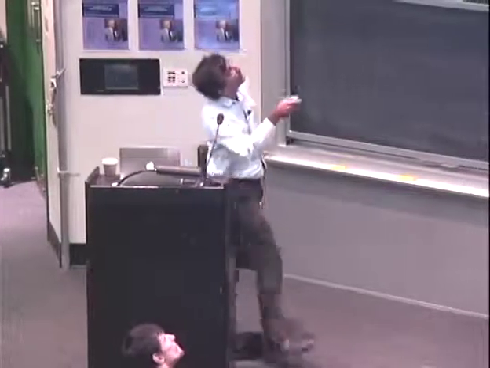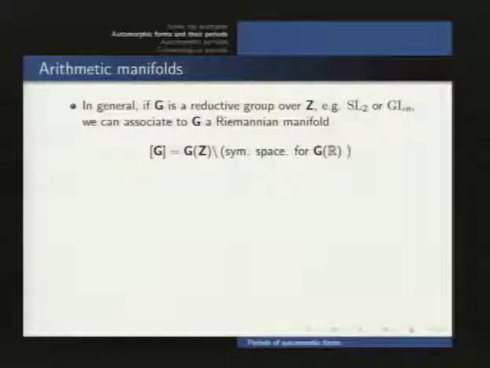So if you take any such group, there's a symmetric space attached to the real points. So it's a Riemannian manifold. And you can quotient it by the integer points. Okay, so whatever it is, this is a Riemannian manifold. It has, at least up to scale, a more or less canonical Riemannian structure. That's all. It's some sort of canonical geometry associated to this group over the integers.